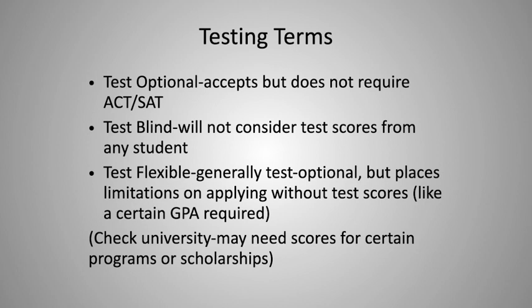So, test optional means they will accept the ACT or SAT, but it is not required. Test blind, if you happen to see that term, means they will not consider test scores for many students. Then we have test flexible. They're generally test optional, but they put limitations without test scores, like maybe you don't have to have a test score if you have this GPA, that kind of thing. And then some universities are just, I don't know, making up their own little rules as they go. So, you must check the university before you make decisions about whether or not you're going to use test scores.